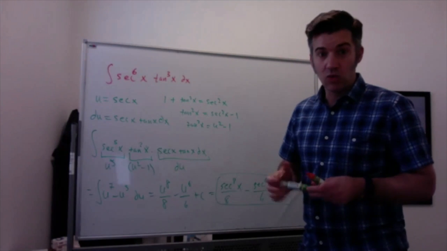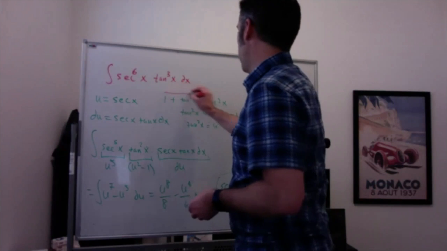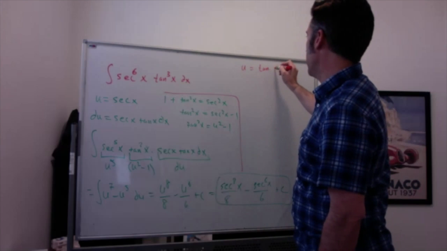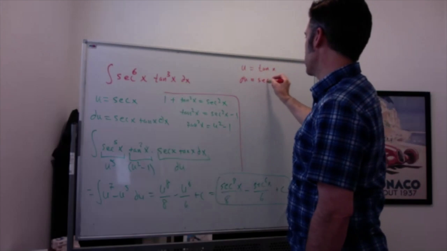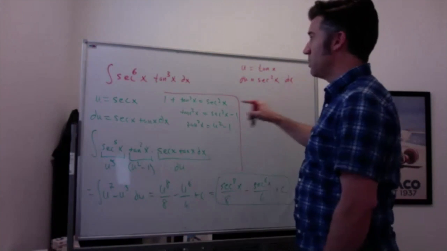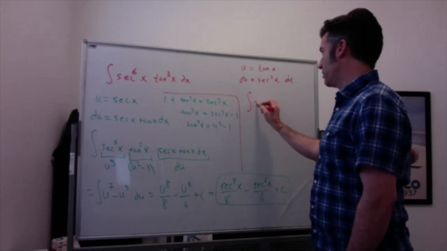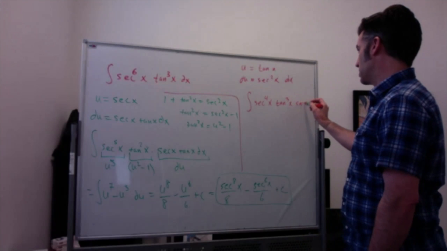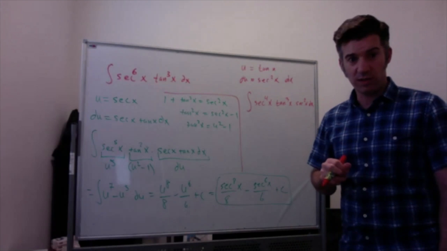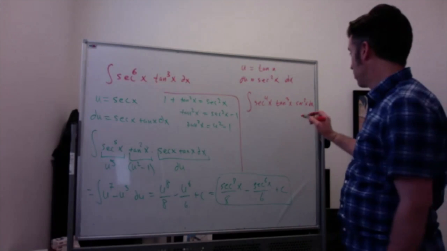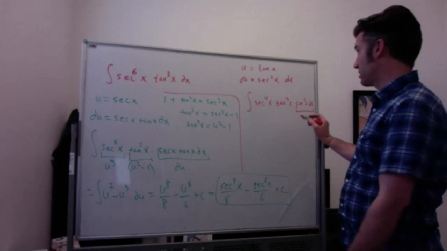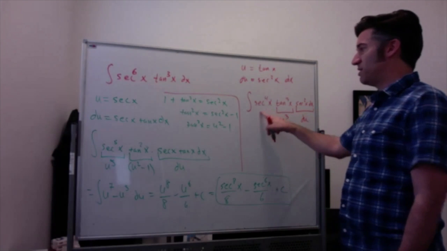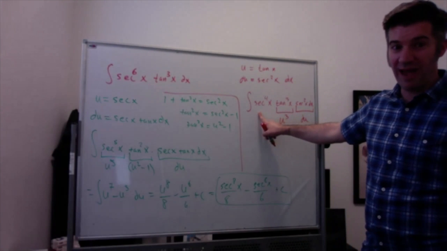I do want to mention you could have made the other choice here. You could have said, oh, I don't want to pick secant, I want to pick tangent. So if u is tangent x, then du is going to be secant squared x dx. And I can rewrite this as the integral of secant to the fourth x tangent cubed x secant squared x dx. This is worse. It'll still work, but it's more work. Secant squared x dx is still du. Tangent cubed is u cubed. But secant to the fourth is more effort.